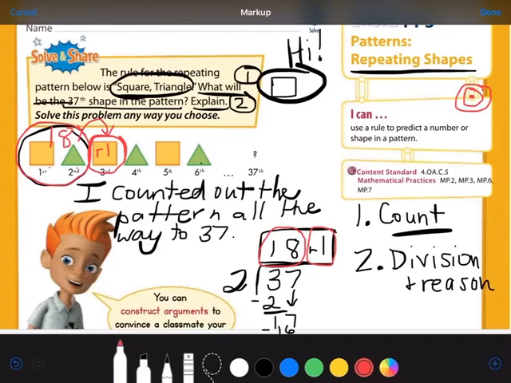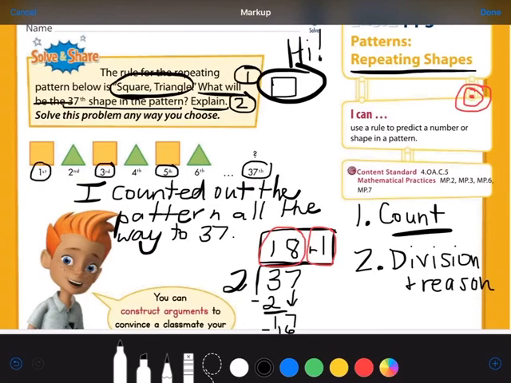Another thing is we could actually use a feature of the pattern in this case. So we noticed that when we looked at this pattern, what were all of the squares? They were all odd numbers. What were all the triangles? They were all even numbers. Well, 37 is an odd number. Well, all the odd numbers were squares. I can use that feature of the pattern to determine that 37 will also be a square.